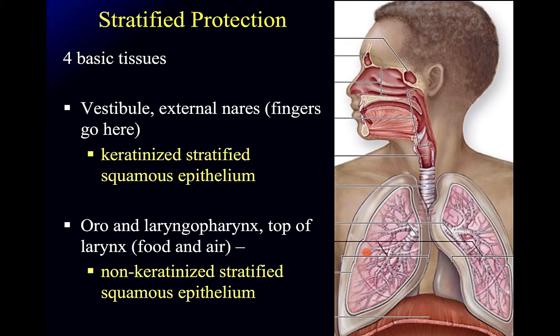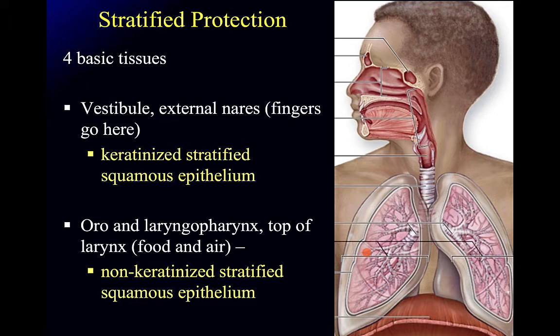We're going to take a quick look at the tissues that are involved in the respiratory system, using some review from our previous discussion of tissues, and we're going to recognize that the tissues are really based on the function of the particular portion of the respiratory system. So we're going to begin in the vestibule of the nose.